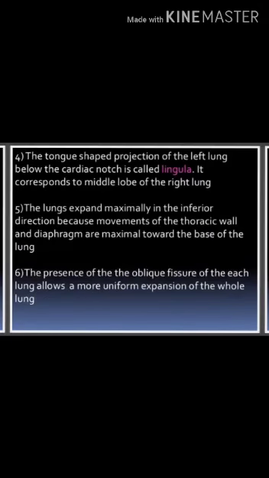The tongue-shaped projection of the left lung below the cardiac notch is called the lingula. It corresponds to the middle lobe of the right lung. The lung expands maximally in the inferior direction because the movements of the thoracic wall and diaphragm are maximal towards the base of the lung. The presence of the oblique fissure in each lung allows a more uniform expansion of the whole lung.